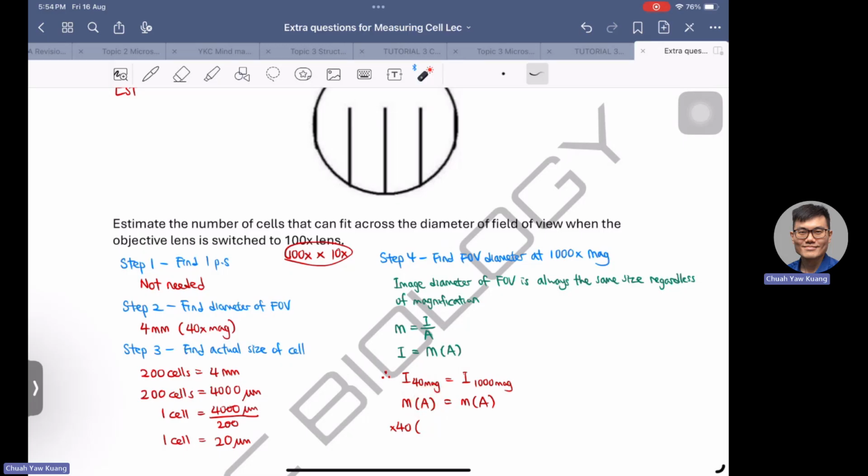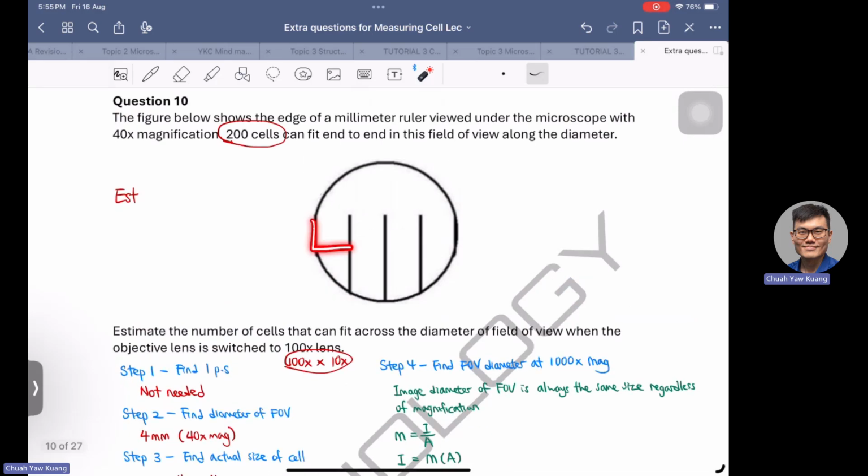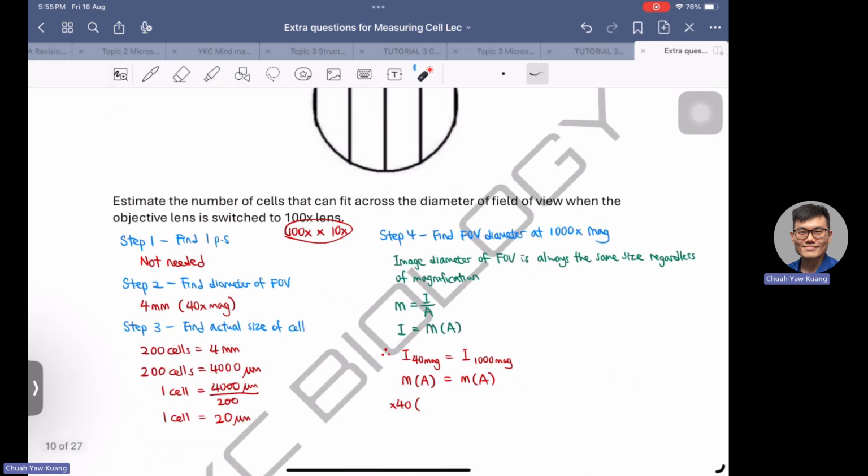Based on the question, this is what we found just now: the actual diameter of the FOV is 4 mm at 40x magnification. This is what is shown in the figure. So it is 4 mm here, the actual diameter of the FOV at 40 times magnification, and it is multiplied by the magnification here.